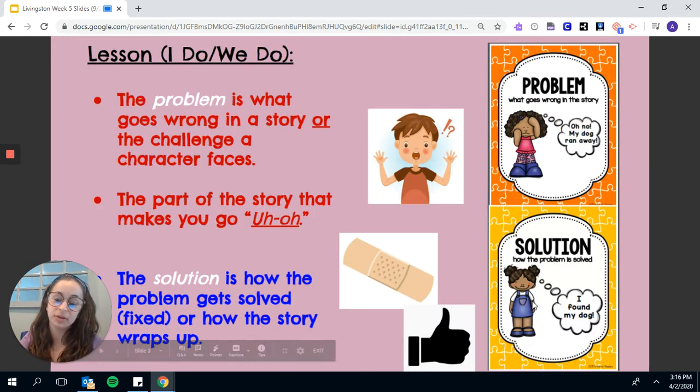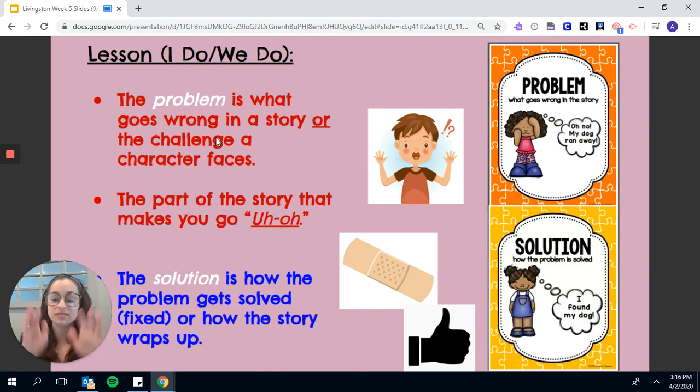So now I'm going to teach you a little bit about what are problem and solution. The problem is what goes wrong in a story, or it is the challenge a character faces. I have a picture of a boy going like this, or like this, when something goes wrong. On the right, where it says what goes wrong, this little girl is saying, oh no, my dog ran away. That is a problem. So think of the problem as an uh-oh in the story.